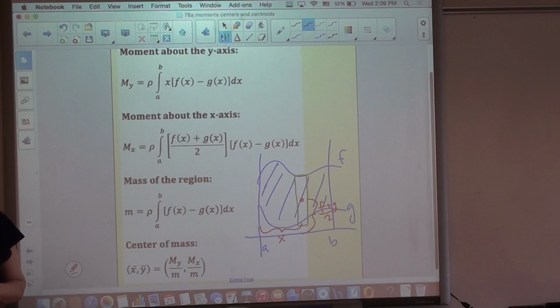When you say moment about the x-axis, I'm not envisioning what you mean. Okay, a moment isn't a thing, and it isn't a distance. It's a measurement. It's weight times distance, right?